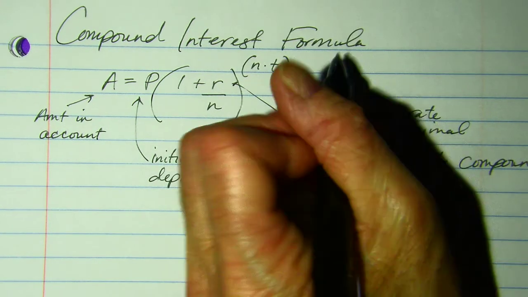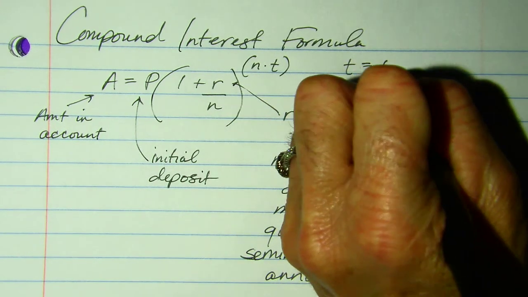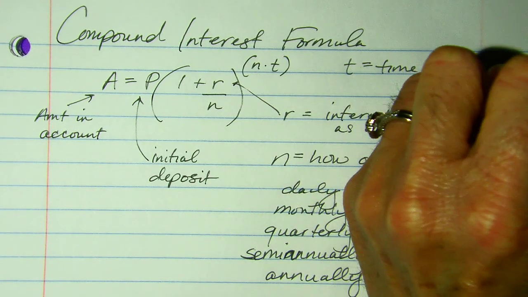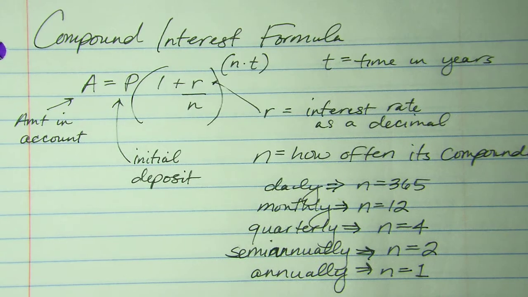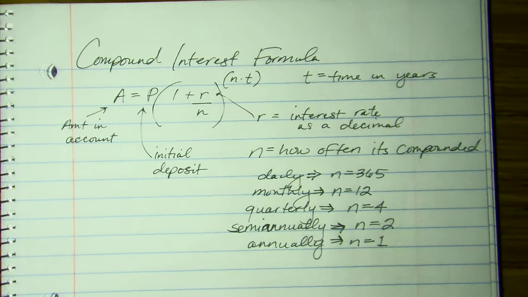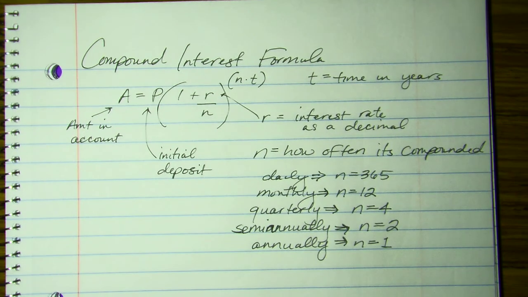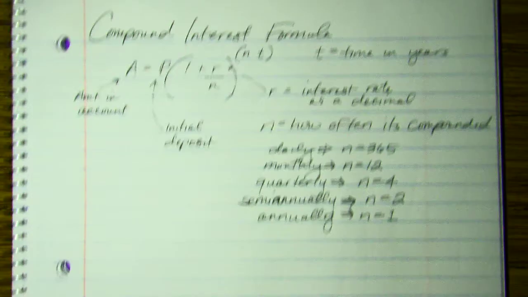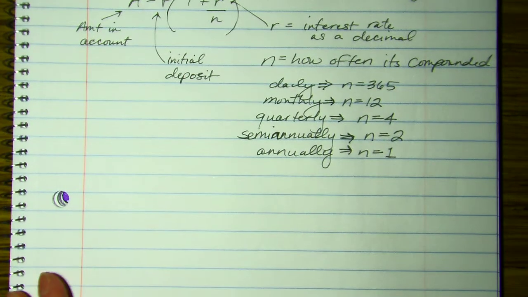The last part of this formula is T. T equals time in years. So I know that's a lot, but it's all in your notes. You can print this, screenshot it, and I'm going to do part E.